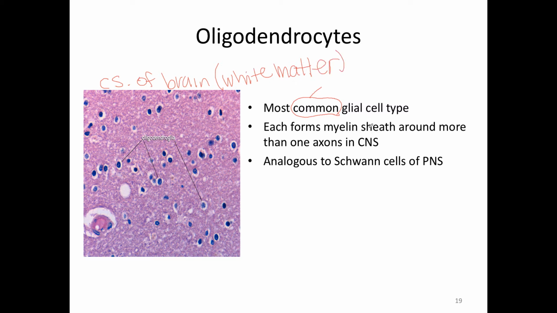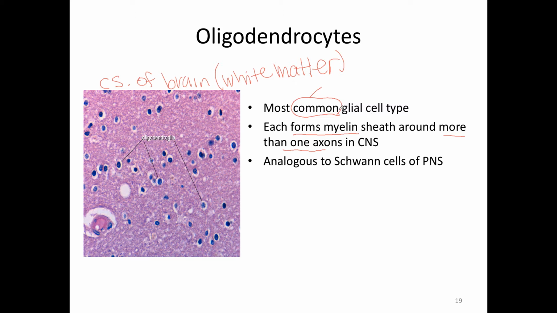So common means most commonly visible under a microscope, not most numerous. Each of these forms a myelin sheath around more than one axon, and that's one of the major differences between them and Schwann cells. Schwann cells also myelinate cells, but they only do so in the peripheral nervous system, not in the central nervous system. And we'll look at a picture that compares them a little bit later as well.